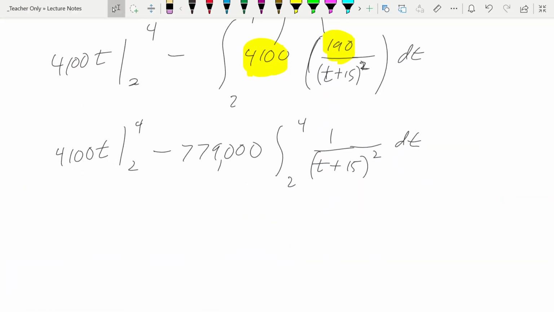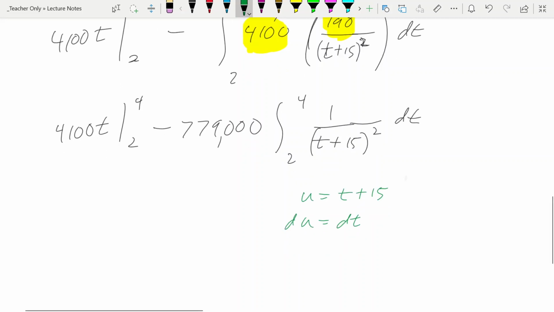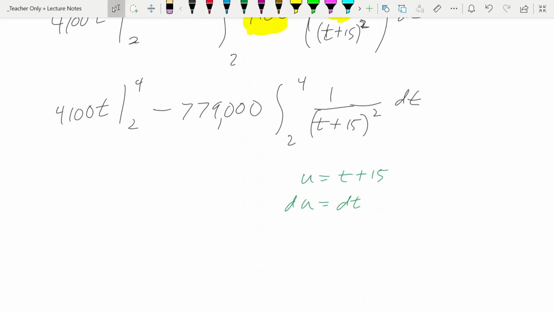Okay, now what? Well, let's see. We have a little chain rule. So we know that we can use U-substitution at this point. So I'm going to let u be t plus 15. So therefore, du would be dt, okay? And if we have that, we'll see, we actually didn't need to use U-substitution.